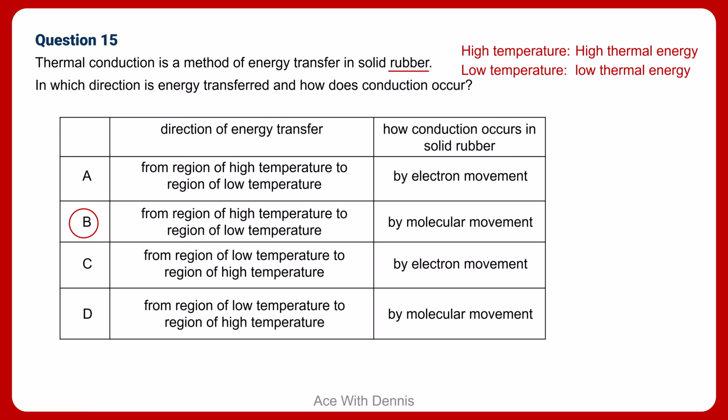So this is a solid rubber and it is non-metal, which means that it does not have free electrons. Hence, conduction in solid rubber occurs by molecular movement, which has a slower heat transfer rate. Hence, solid rubber is a good insulator.